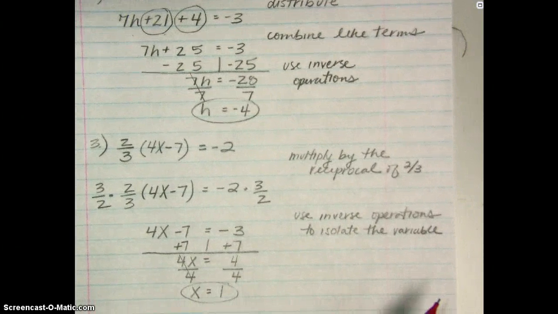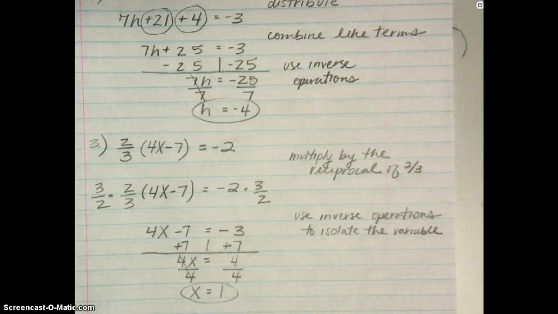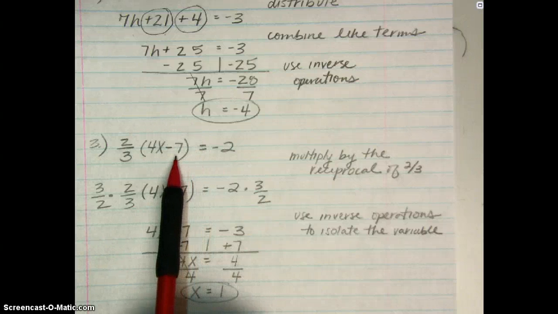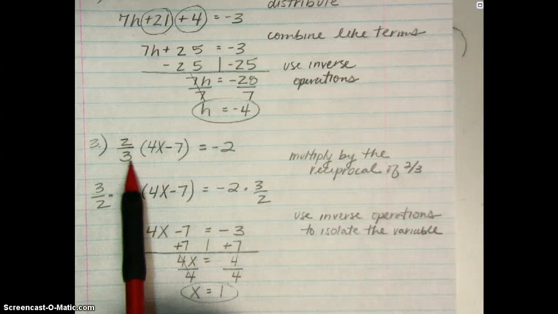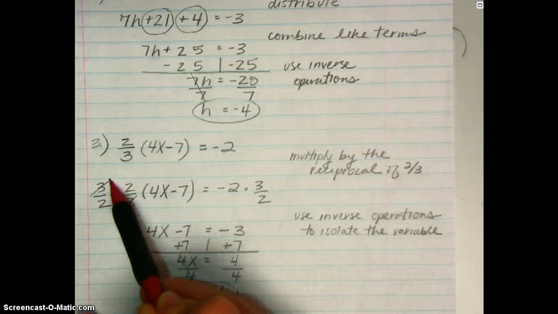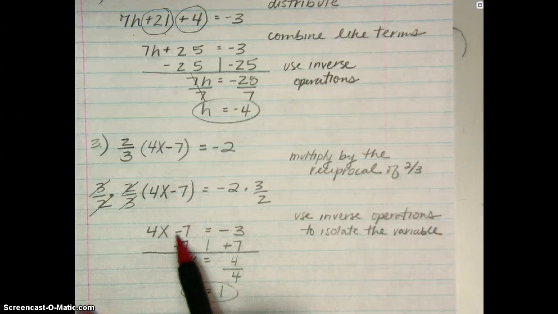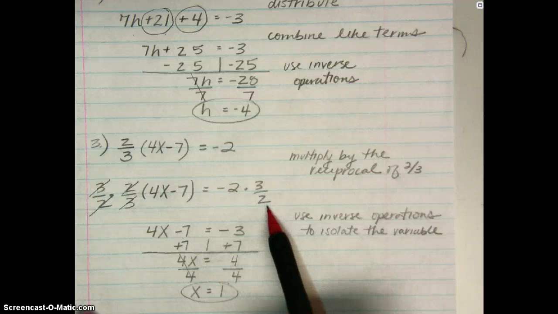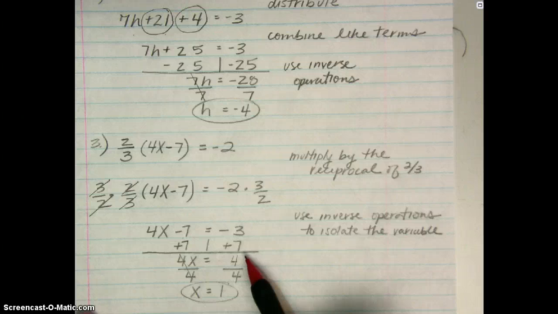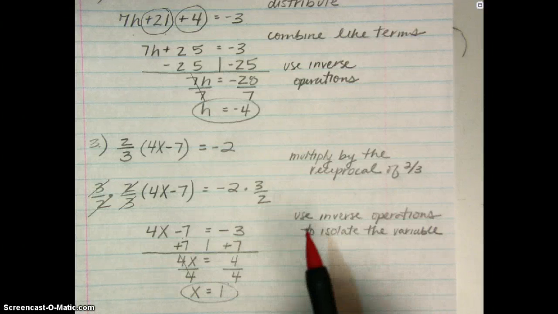Here's number 3. So the way I went about number 3 is rather than distributing the fraction to inside the parentheses, we talked about how you can get rid of a fraction outside of a set of parentheses by multiplying by the reciprocal. So that's what I did in this problem. So these cancel out with those, leaving you with 4x minus 7. By multiplying by 3 halves here, you get negative 3. And then from here, you just use inverse operations to isolate the variable, and you do get that x is 1.